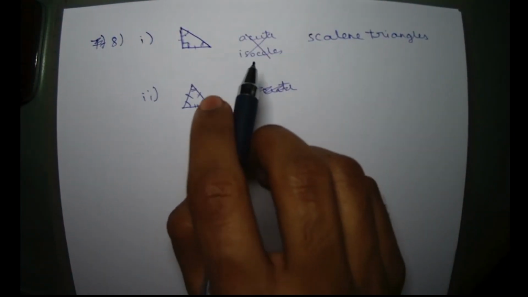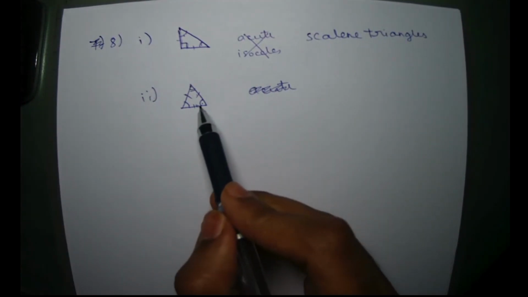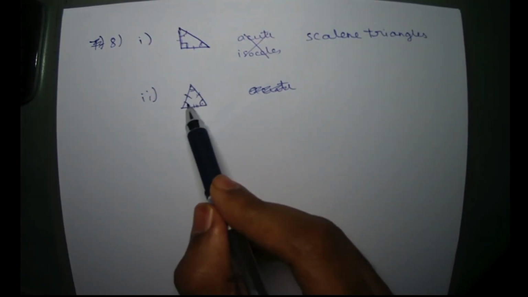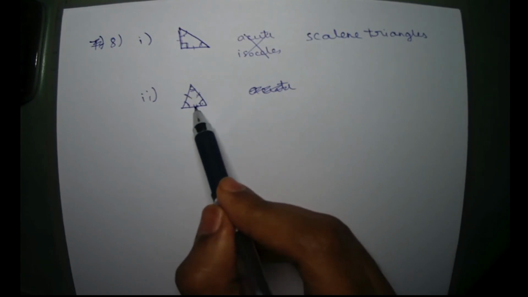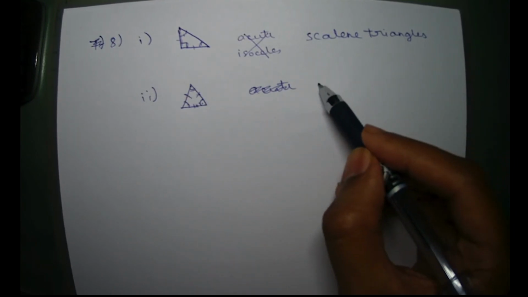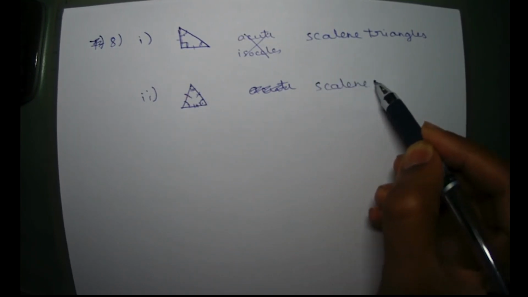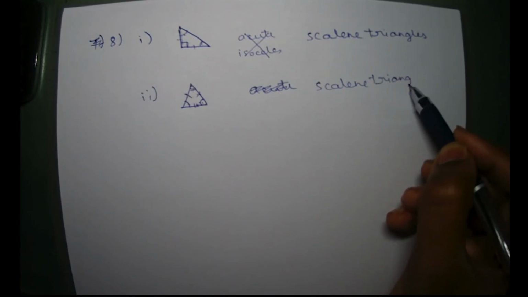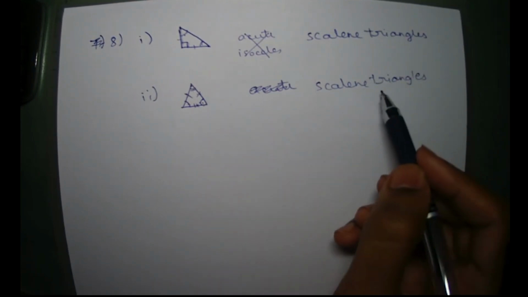In the second question, set of all isosceles triangles. In an isosceles triangle, two sides are equal, two angles are equal, and the third side and third angle are different. So again, for this, the universal set will be scalene triangles, since all isosceles triangles are scalene triangles.